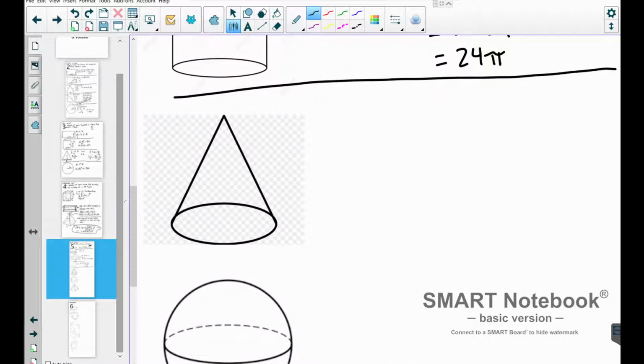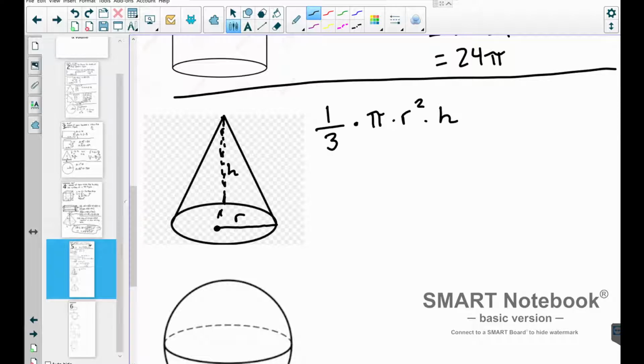Just like we did in the cylinder example, we're working with a circle in this cone example. For the volume of a cone, we deal with the radius of our circle, just like we did with the cylinder. But in this one, similar to triangles, we're working with a height value. That's from this point down to the center point of the circular base. That gives us our height. So the formula for this one is 1/3 times pi times radius squared times height.